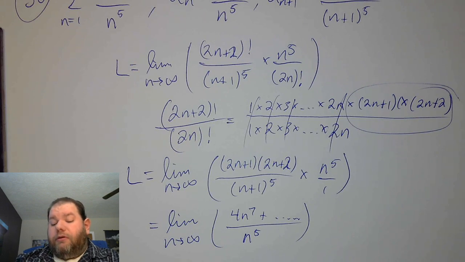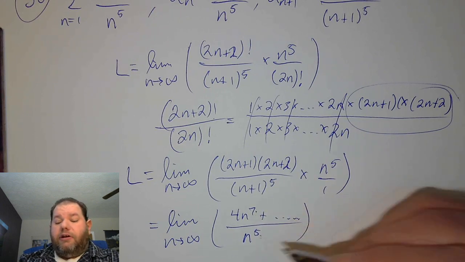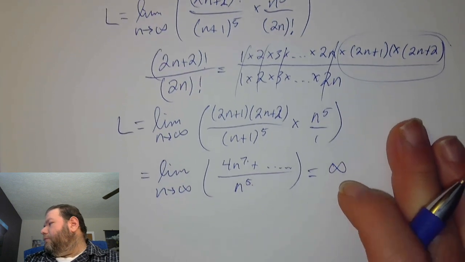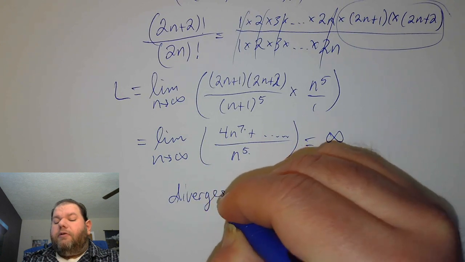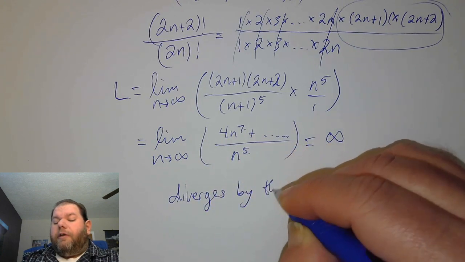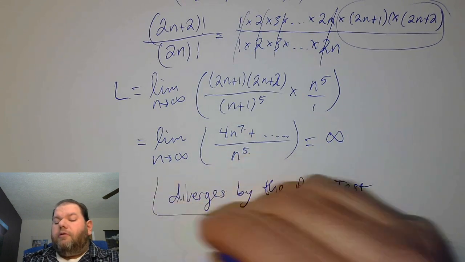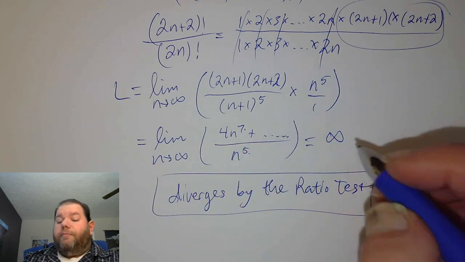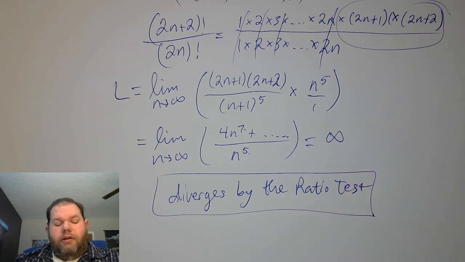So, we look at that, the exponent is higher on the numerator than it is on the denominator. So this is going to go to infinity. And so our conclusion is it diverges by the ratio test. Again, anything bigger than 1 will make it diverge here, and then infinite, of course, it's extremely divergent.